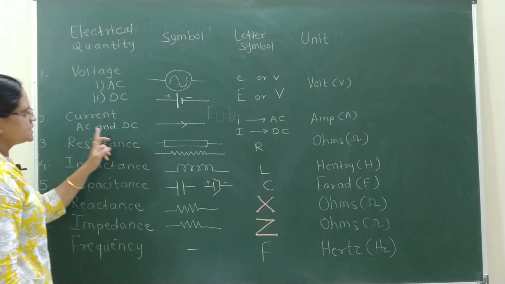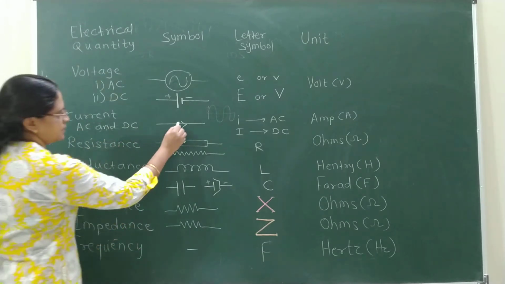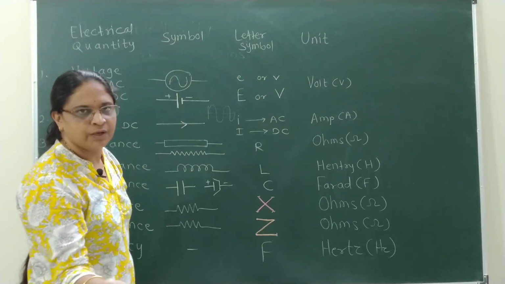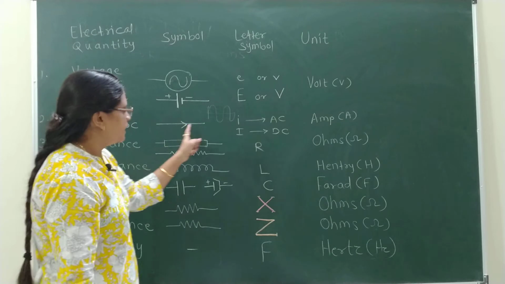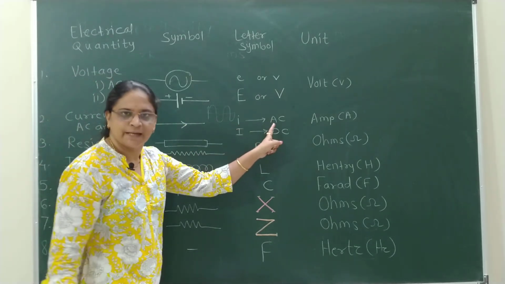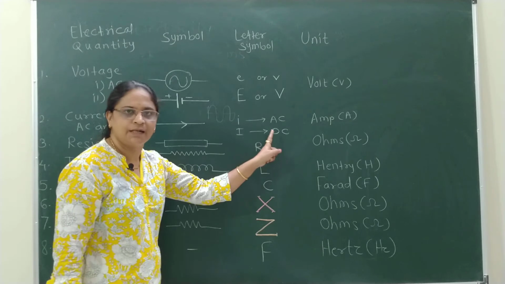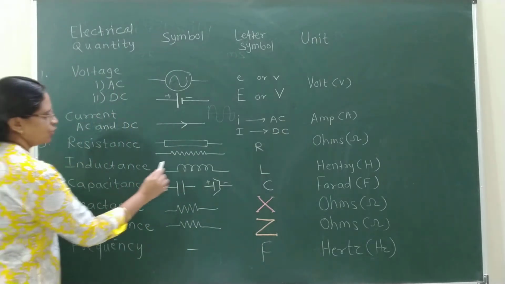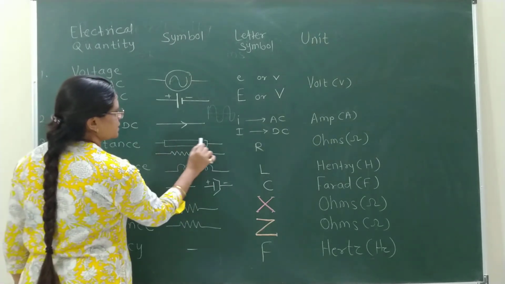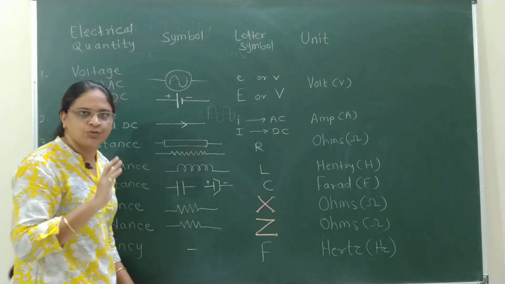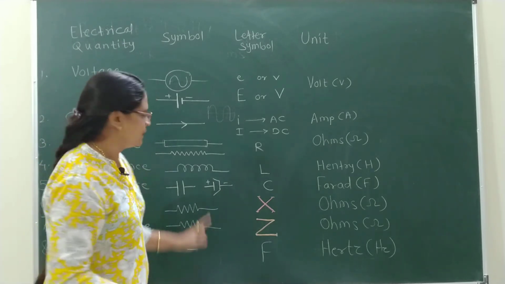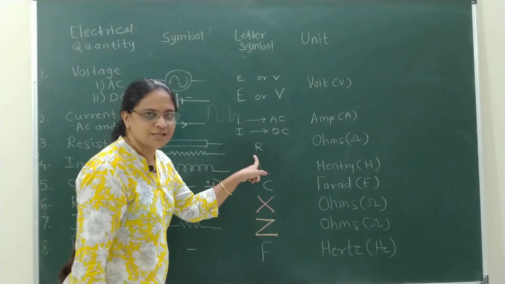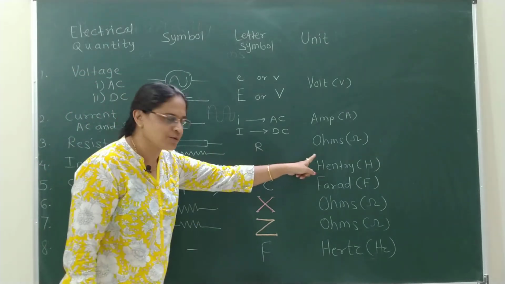Next, current, AC, DC. Whatever the current, it is shown only by the direction from which point to where the current is moving. The small letter i is used to indicate AC current, capital I is used to indicate DC current. Ampere is its unit. Next is resistance. Normally we use this symbol, the rectangle shape. This symbol has to be known to us because in some reference material it may be used, so don't get confused. That also shows resistance, letter symbol used is R, unit is ohm.